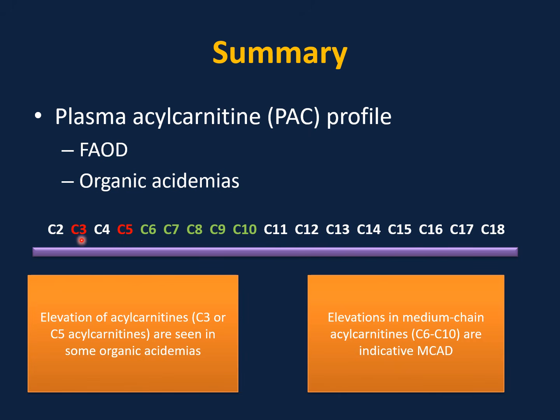So the carbon chains linked to the carnitine is from C2 to C18. C3 and C5 elevation is associated with organic acidemia. Elevation between C6 to C10 associated with fatty acid oxidation disorder, most commonly MCAD.